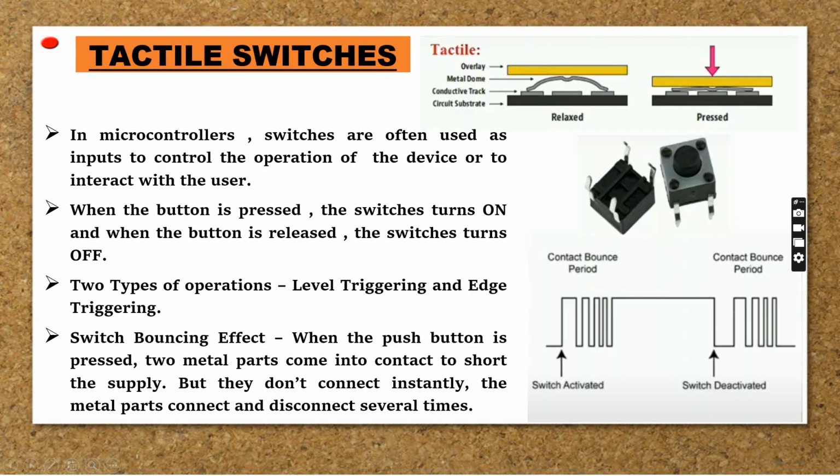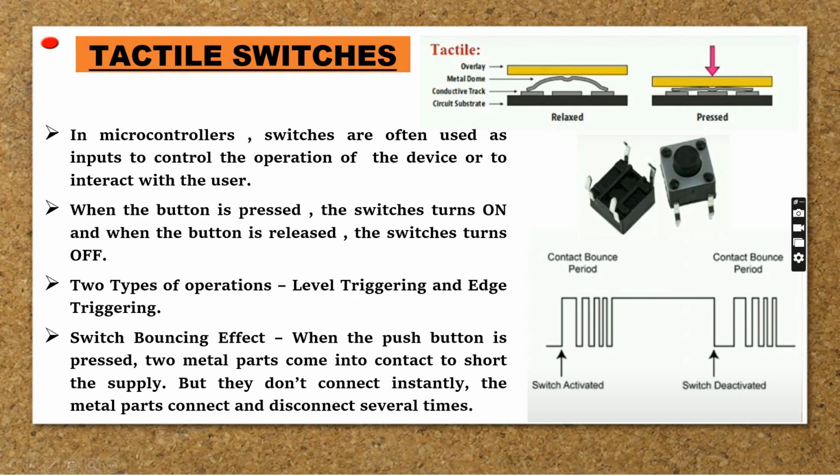And the next peripheral is the tactile switch. Now, looking into tactile switches, in microcontrollers, switches are often used as inputs to control the operation of the device or to interact with the users. When the button is pressed, the switch turns on, whereas when the button is released, the switch turns off. There are two types of operations, level triggering and edge triggering.